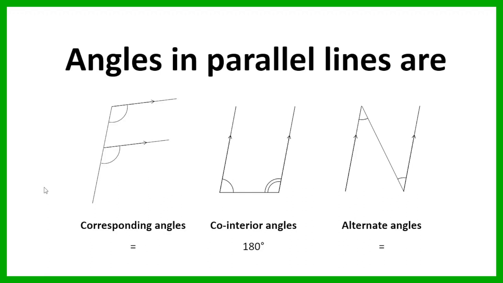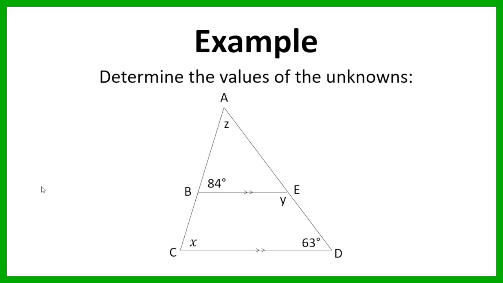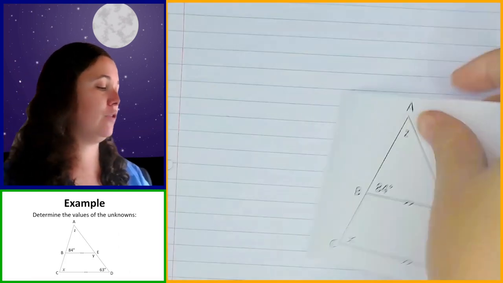Okay, so now let's go through a few examples where we're going to practice using all of these rules together. The first example we're going to do is this one over here, where we've got triangle ACD, which has been divided up into two parts by this line BE. And they also have told us that BE is parallel to CD. We have been given this angle is 84 degrees, this angle is 63 degrees, and we need to work out X, Y, and Z in this example. Okay, so let's have a look at how we would do this example. Okay, so first of all, here is my diagram.